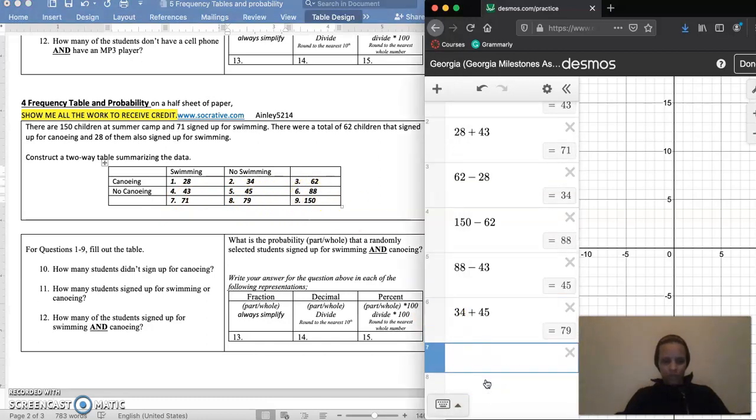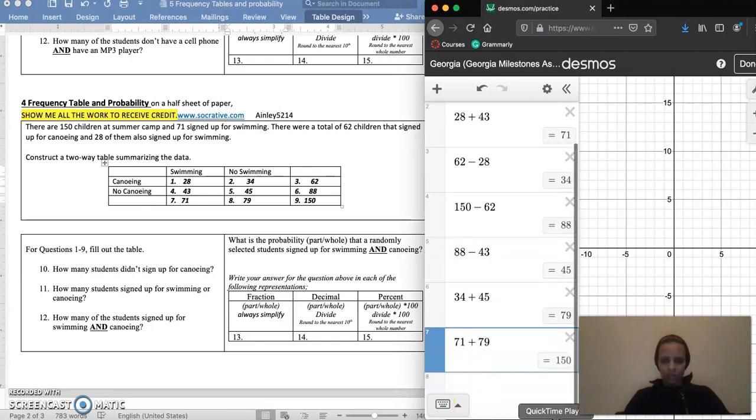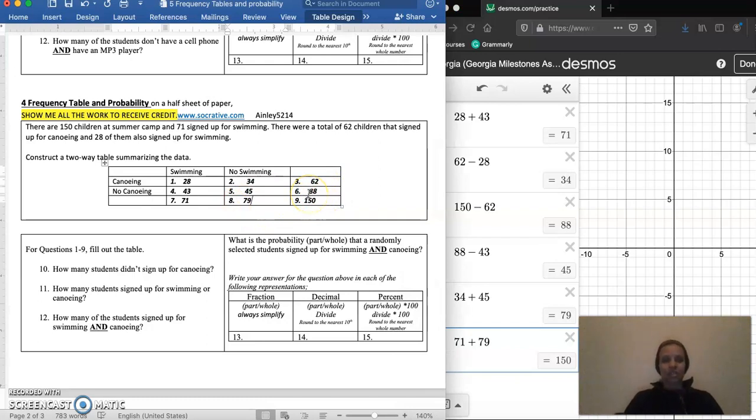So 71 plus 79 equals 150. So again, remember, this has to add up to that, and this has to add up to that. All right, now that I have my data filled, I need to understand what my data is saying. So let's answer some questions.